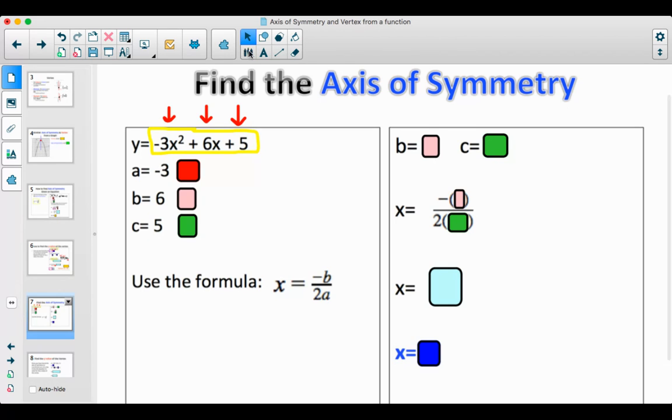So now we're going to use the axis of symmetry formula to solve. And again, our axis of symmetry formula is right here. X equals negative b over 2a. And when I say over, I mean division. So we need b in, let me change this here. I forgot to change it on.